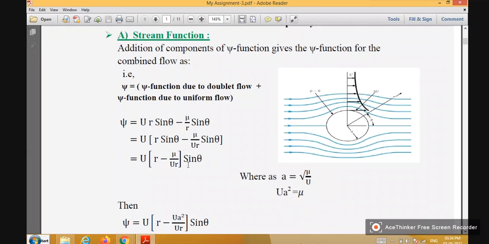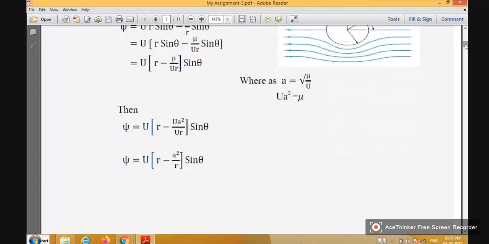By squaring on both sides, a squared equals mu by u, so mu equals u a squared. We can substitute that value in the above equation. Then we get psi equal to u into r minus u a squared by u r, into sin theta. Then simplifying, cancelling u and u, psi equals u into r minus a squared by r, sin theta.